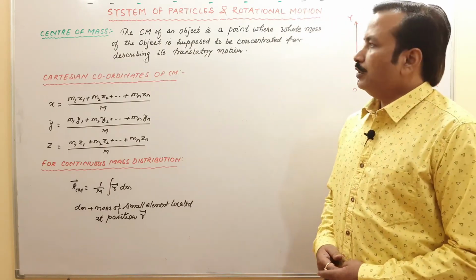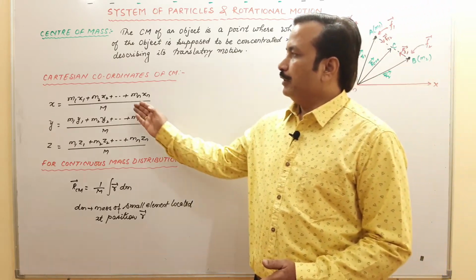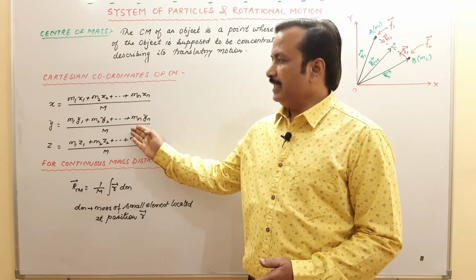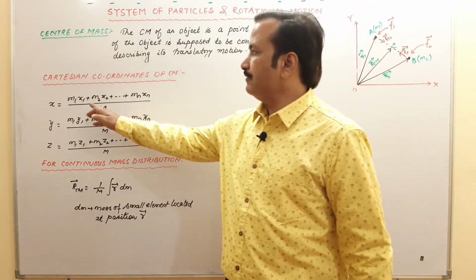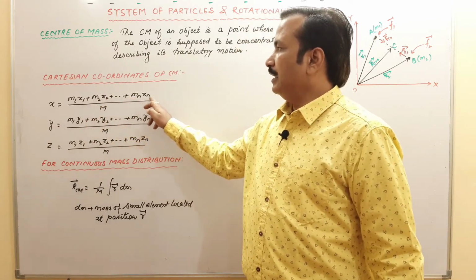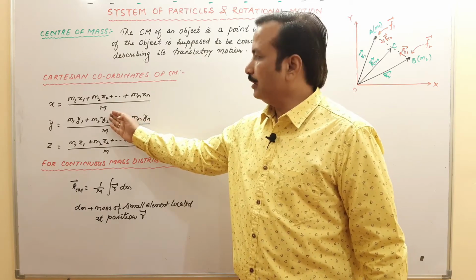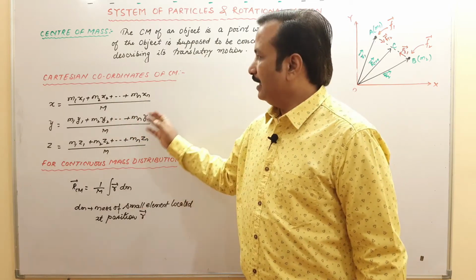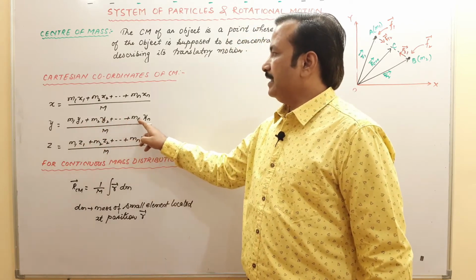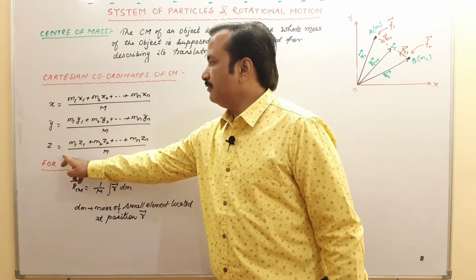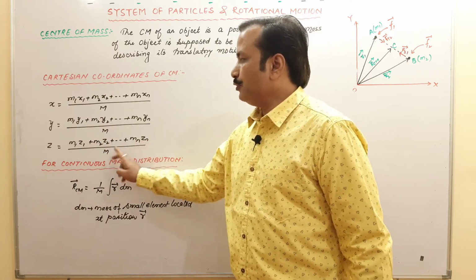So when it comes to Cartesian coordinates, you can write for x coordinate, y coordinate, z coordinate. Instead of positions r1, r2, r3, we have taken x1, x2 and so on up to xn. This capital M I have directly written for the total mass m1, m2, m3 and mn. Y coordinate: m1 y1 plus m2 y2 plus mn yn upon total mass. Z coordinate: m1 z1 plus m2 z2 plus mn zn upon total mass.